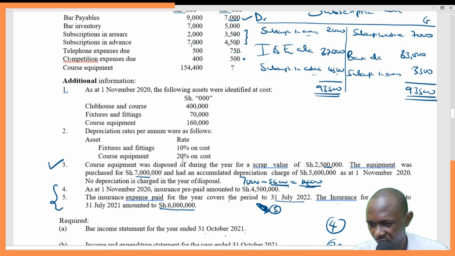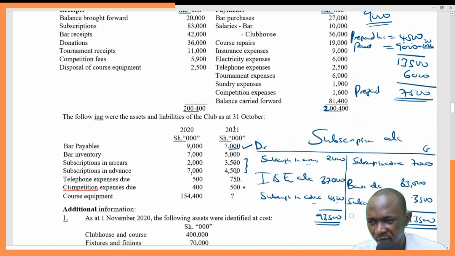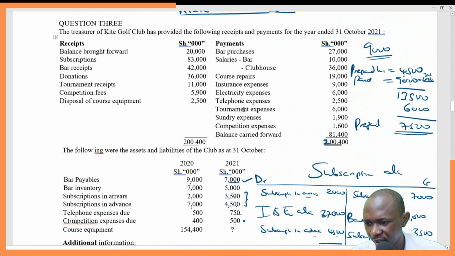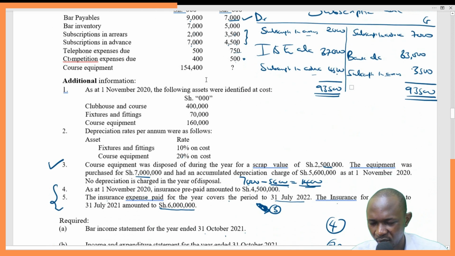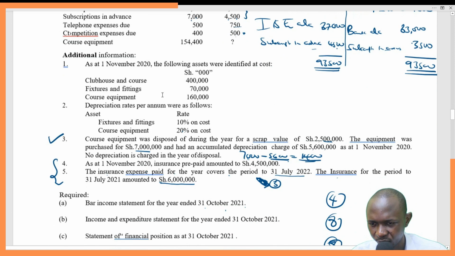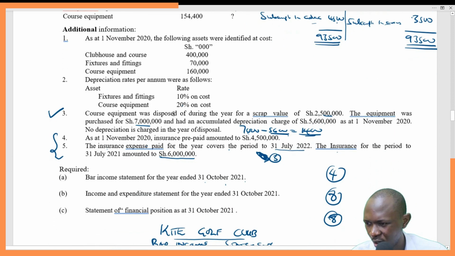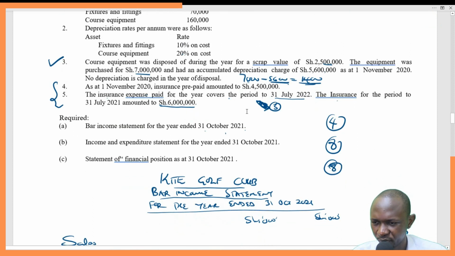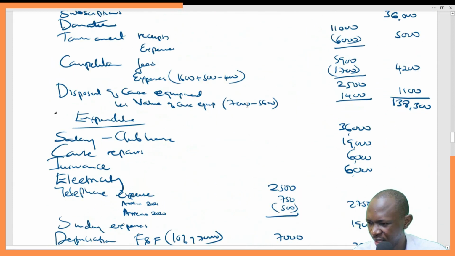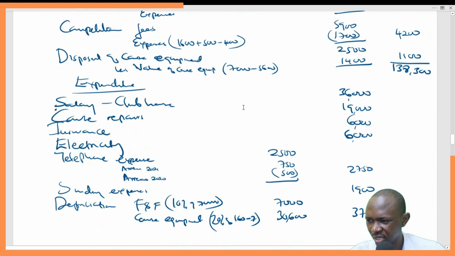20% of 153,000. Let's go back. Anything again? Course equipment. Anything we are leaving out? We are almost winding up. And remember, there's no depreciation charge here. Yeah, this makes a lot of sense. We no longer have these assets, so we don't have to go that direction. So I think we are done with this part, the expenditures. So let's get the total of the expenditure.